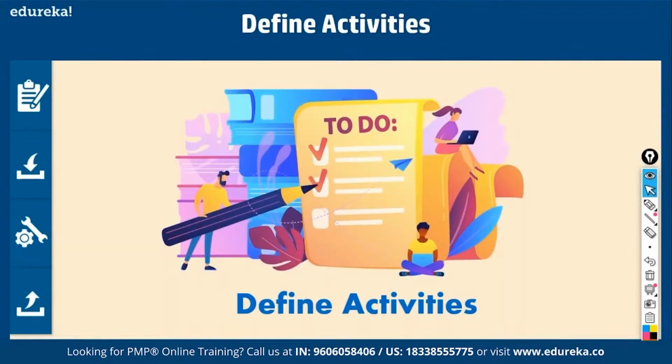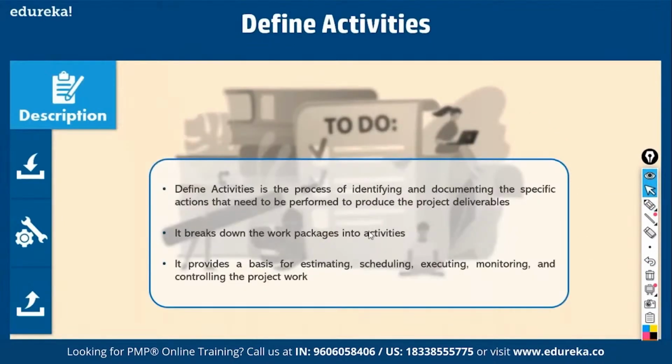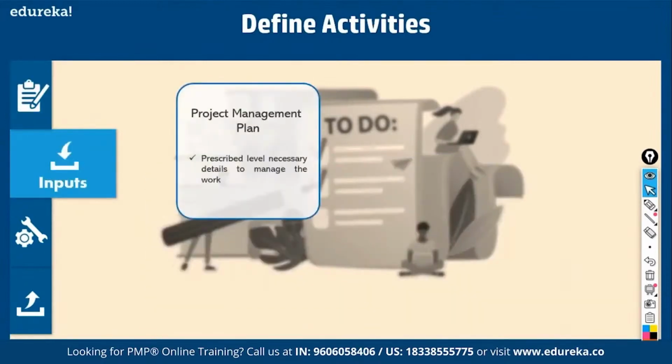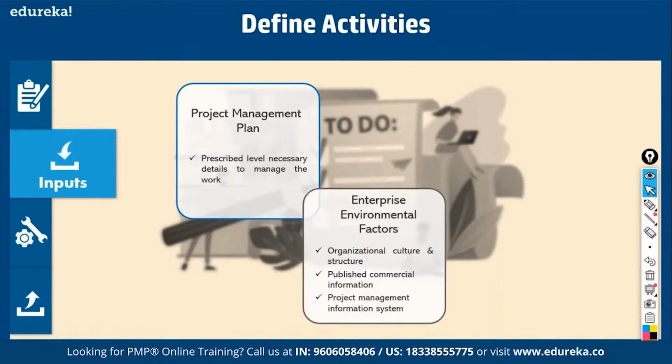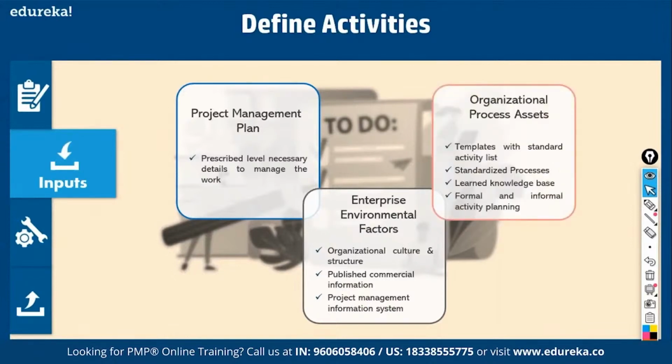Now we have to do the next process, define activities. That is, we'll break down work packages into activities. Okay, that is what is called define activities. Fine. So this is a process of identifying and documenting the specific actions that need to be performed to produce a deliverable. You break it down into activities. Fine. So what are the inputs? The project management plan that tells you how to do the decomposition. Fine. How to break it down. Okay. Enterprise factors, culture, structure, any PMIS, any tool, right? Then organizational process assets, templates that you can use.